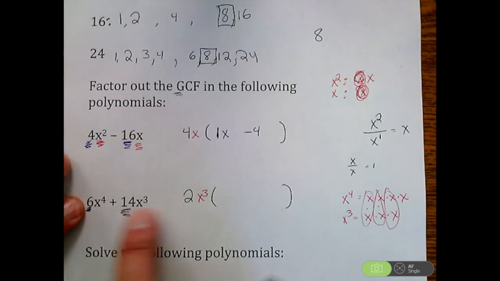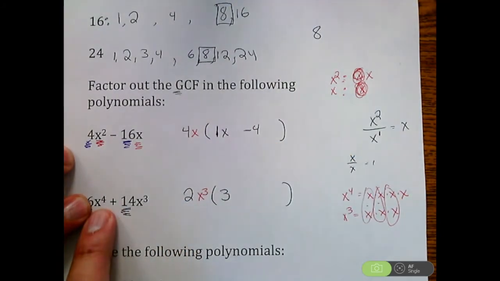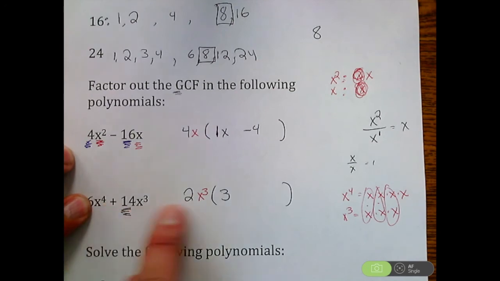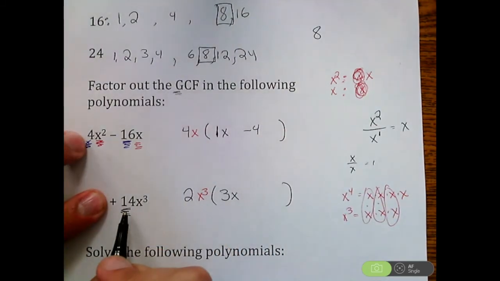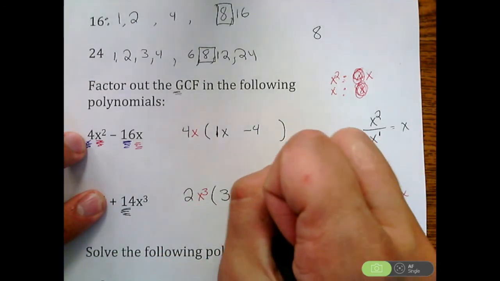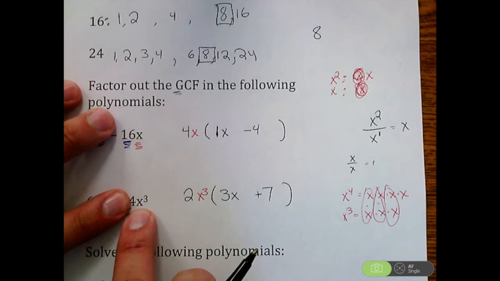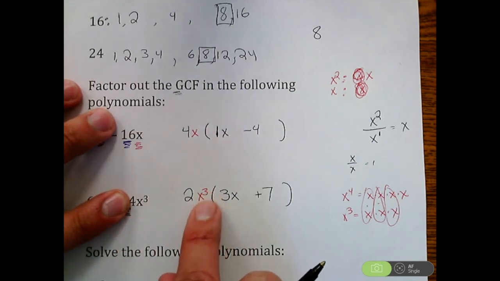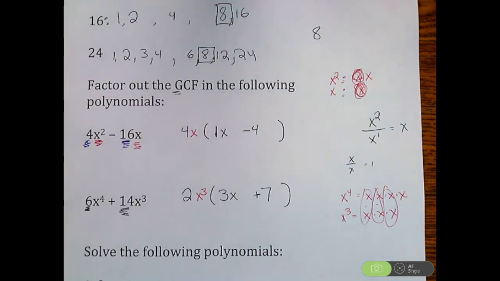So 6 divided by 2 is 3. If I have an x to the 4th, so I have 4 x's there, I take away 3, I'm left with just a plain old x. Then I'm going to go over here, I have a positive 14 divided by 2. Positive 14 divided by 2 is positive 7. If I have x to the 3rd, so 3 x's are available, and I take away an x to the 3rd, so I take away 3, I would have none left. So 2x to the 3rd times 3x plus 7 is my factored form there.